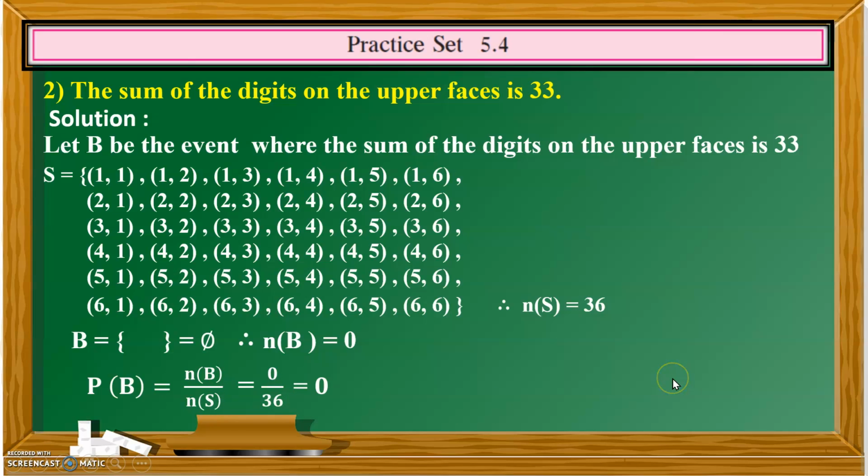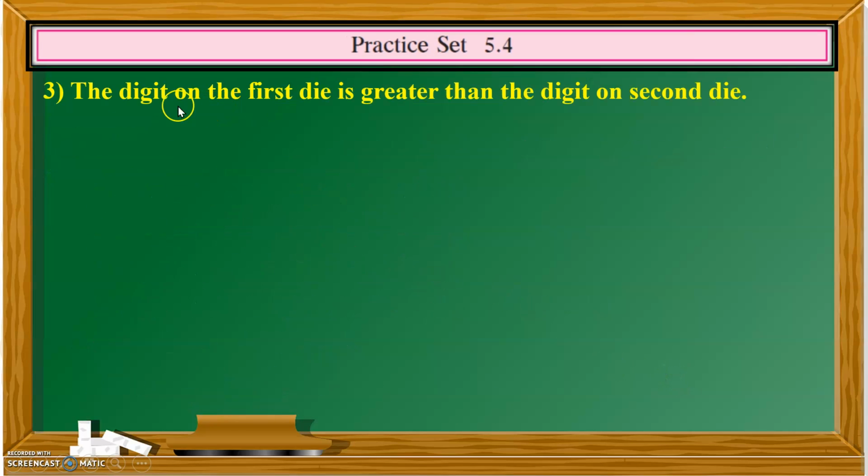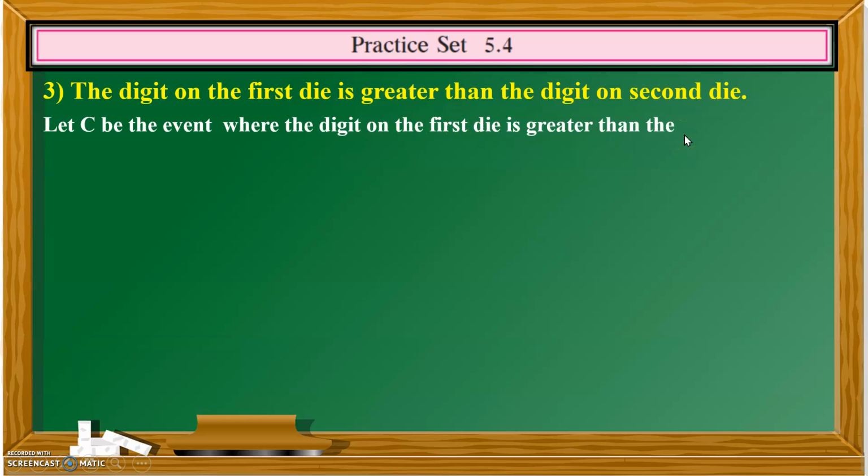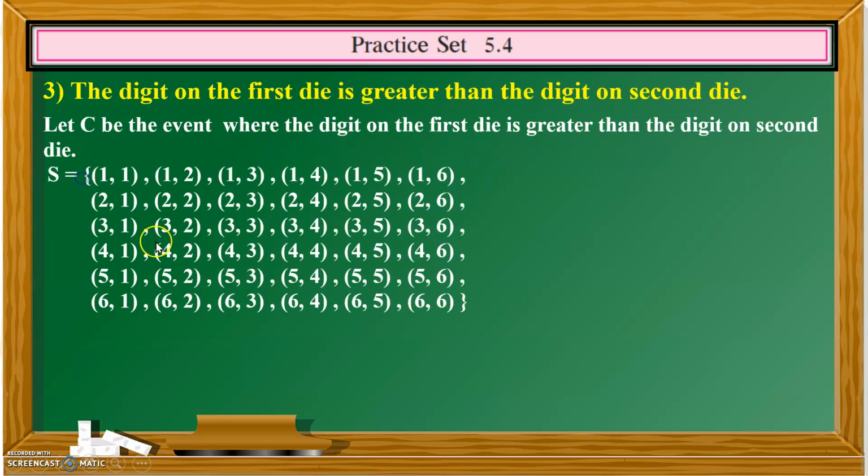Let us take the next event. The digit on the first die is greater than the digit on the second die. So let C be the event where the digit on the first die is greater than the digit on the second die. When we describe the event, we have to copy this from the question itself. So this is the solution.